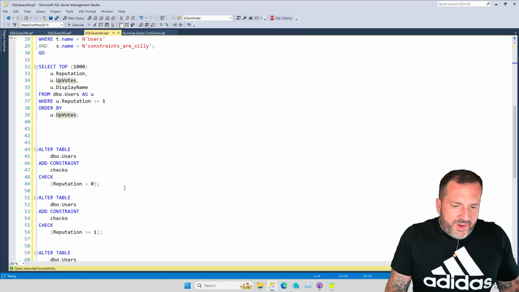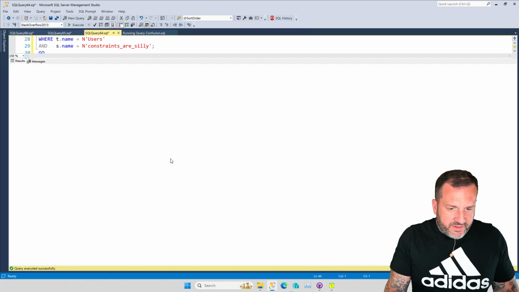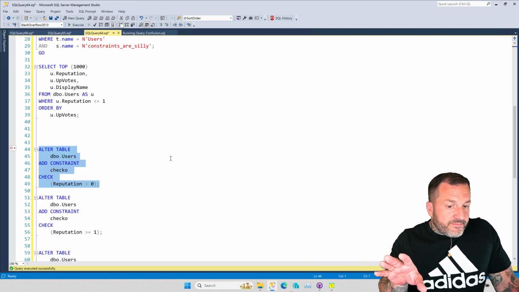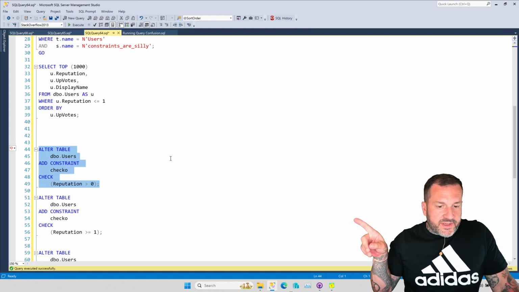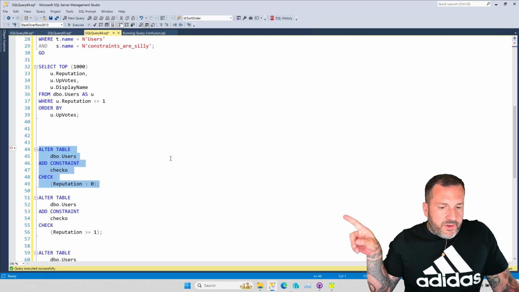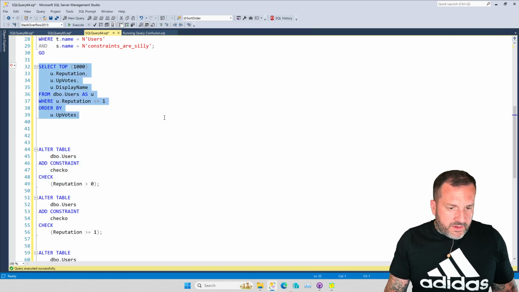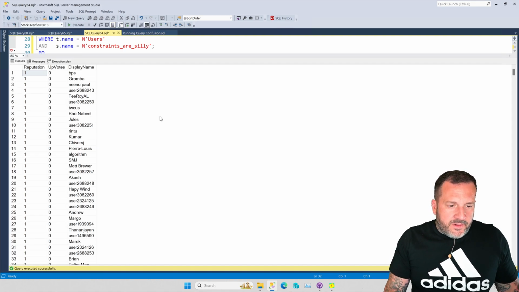So if we add this constraint, where we say reputation greater than zero, SQL Server knows that every single reputation in the users table is greater than zero. And so you would think that SQL Server would logically be able to say, when this query runs, well, everything's greater than zero. So that really means that the only number that could show up in here is the number one.